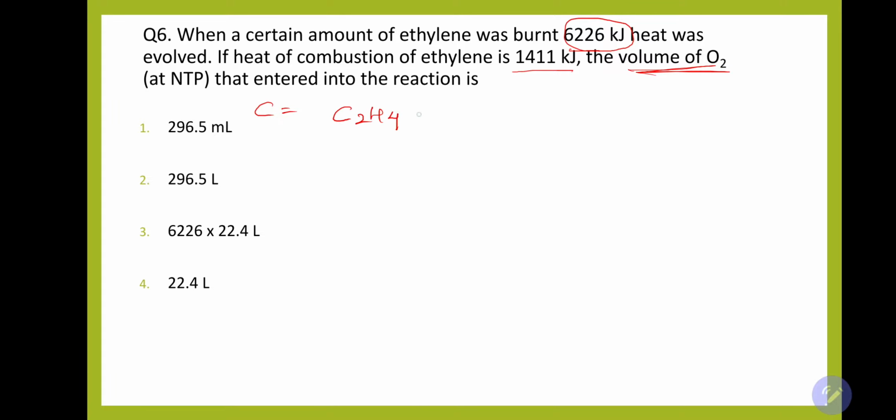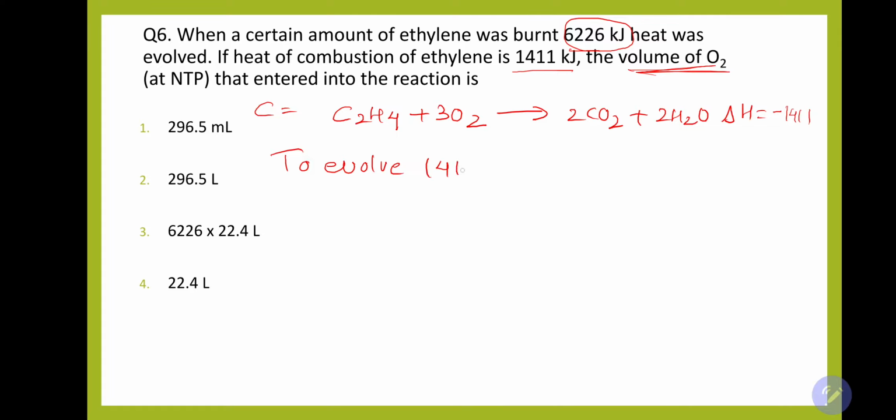So here the combustion of ethylene is given by the reaction C2H4 plus 3O2 gives 2CO2 plus 2H2O. And what is the heat given? Delta H is given as minus, so as combustion heat is always negative, it will be 1411. Okay, now here to evolve 1411 kilojoules heat, how many moles of oxygen was required? That is 3 moles of oxygen was required.